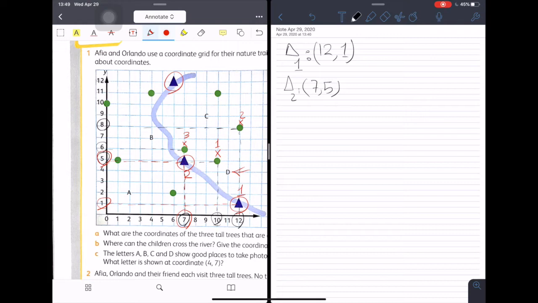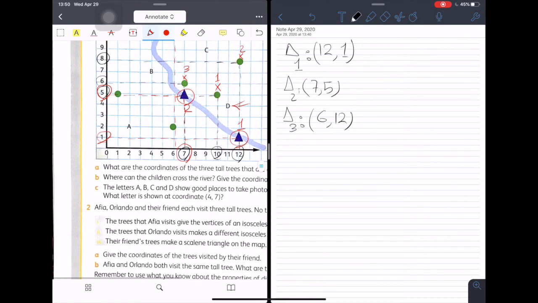And about bridge 3, x is going to be 6 and y is going to be 12. So about bridge 3, x was 6 and y was 12.